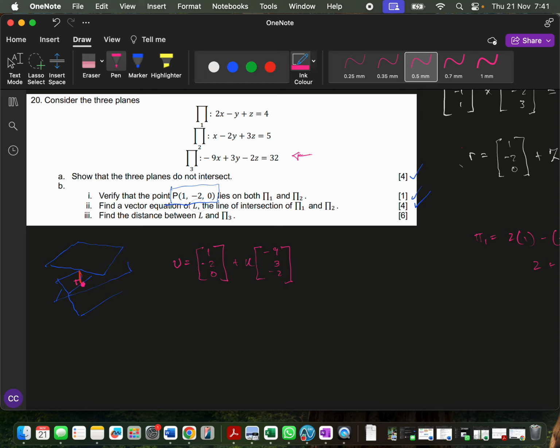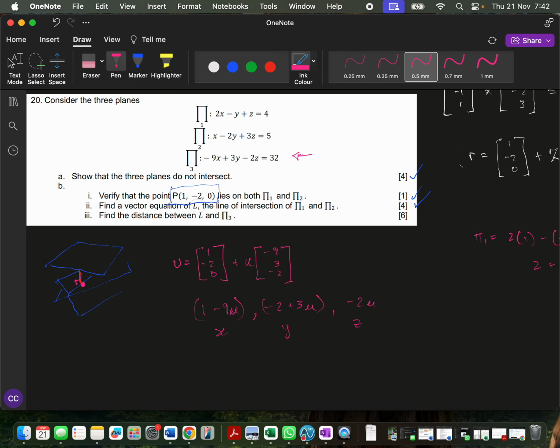Okay? This can now be generalized so that any point on this line is 1 minus 9 mu's, sorry, and then -2 plus 3 mu's, and then -2 mu's. So that's my x-coordinate, my y-coordinate, and my z-coordinate.